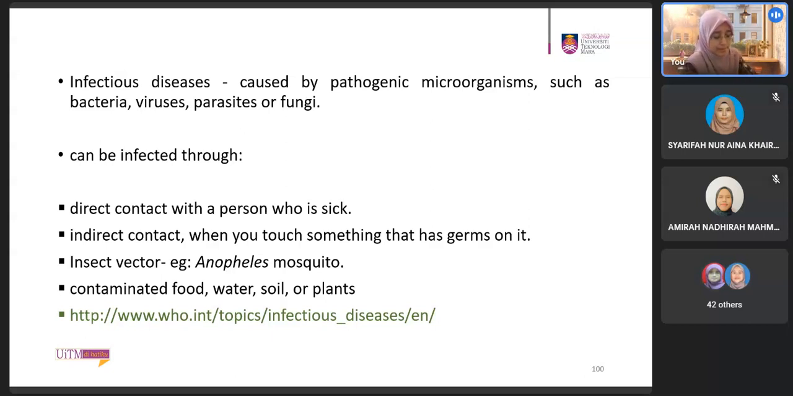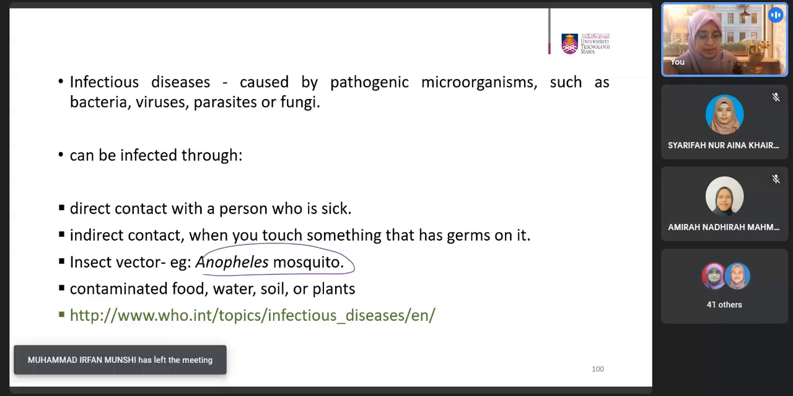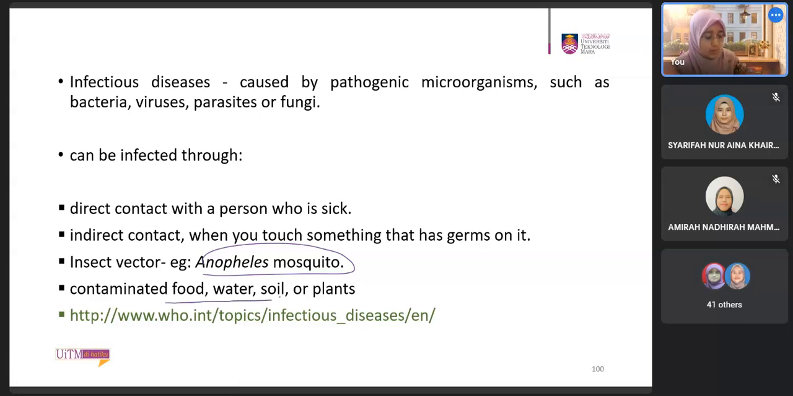Okay, indirect contact, when you touch something that has germ on it, insect vectors such as Anopheles mosquito, insect vector. Okay, so maksudnya mosquito yang carries the parasite. Okay, so it can be the host that carries the parasite, macam tu. Okay, and so the parasite or the virus infect the another host cell. Okay, contaminated food, water, soil, and also plants.